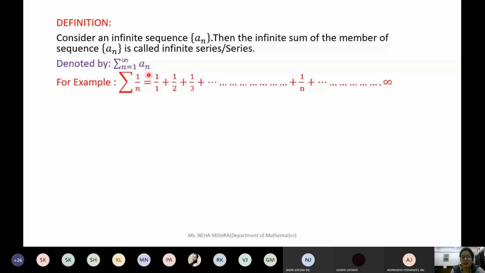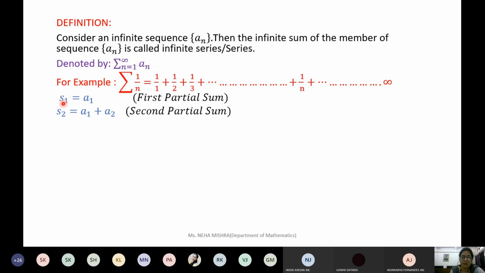Let's suppose my sequence is 1 by n. Then my series will be, summation means I'm talking about series, 1 by 1 plus 1 by 2 plus 1 by 3 plus dot dot dot plus 1 by n plus dot dot dot infinite. So basically, series means adding up of the terms.